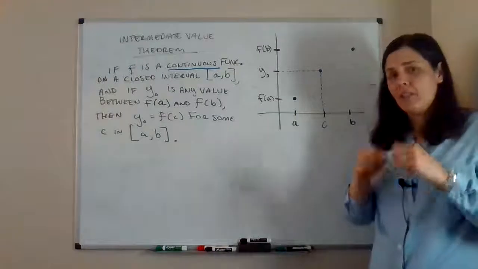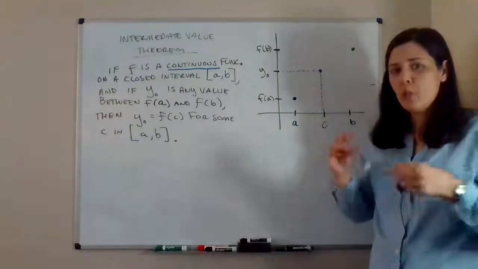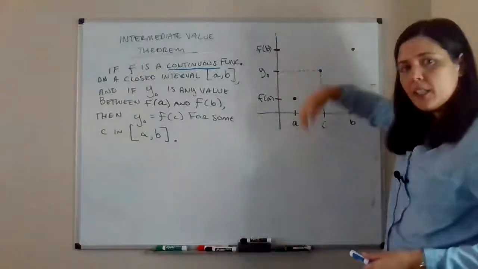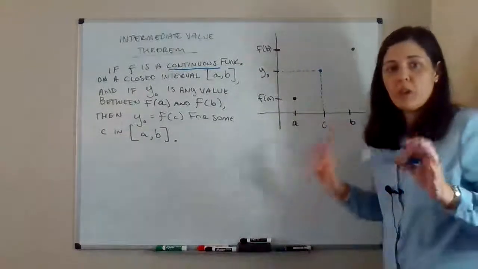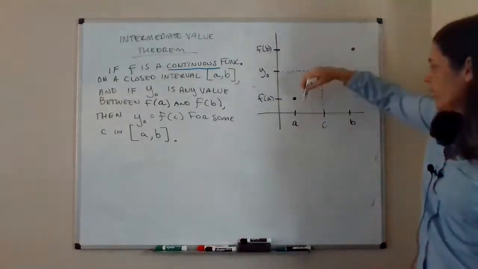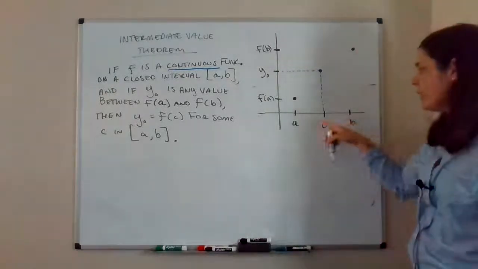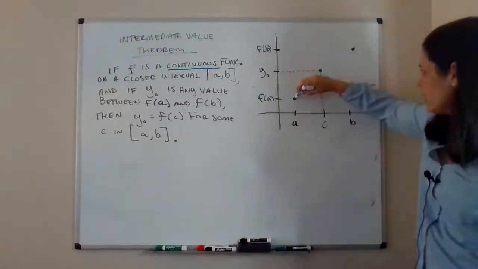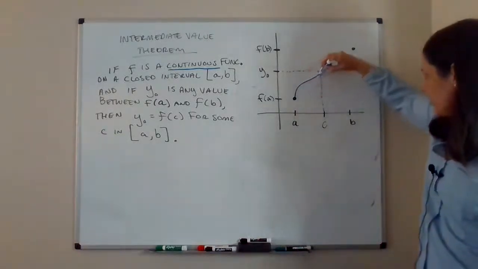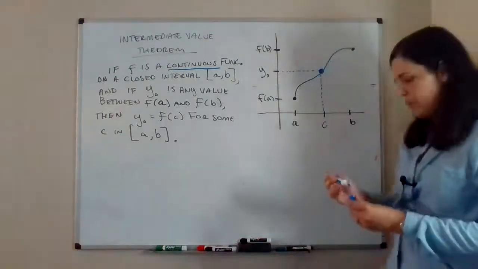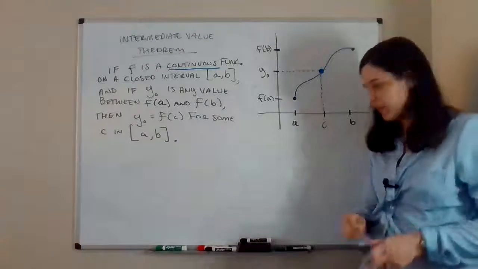Continuous. If a function is continuous, you don't pick up your pen to draw it. So it doesn't matter how squiggly I draw this function, as long as I draw a function that's continuous, I have to pass through this point, and it has to meet some c value on the x-axis. So I'm just going to draw a nice one, not something too crazy. Let's say my function does something like that. That's all it says.